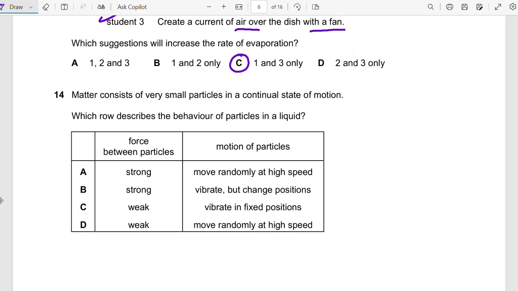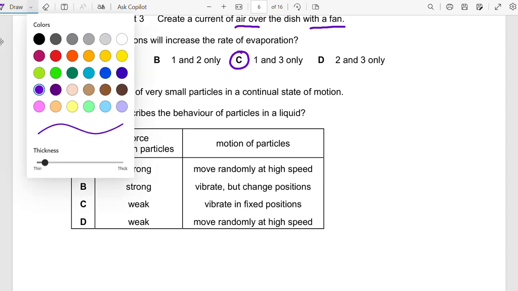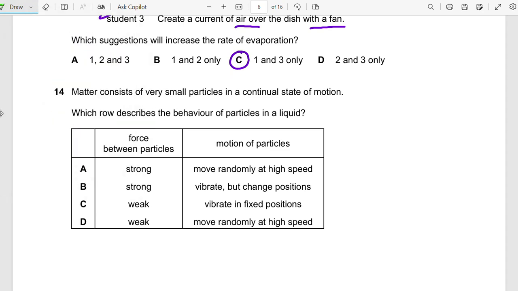Okay, now question 14, it says matter consists of very small particles in a continual state of motion. Which row describes the behavior of particles in a liquid? So first of all, here we have force between particles, and here motion of particles. Of course, in a liquid the forces between the particles are strong. In solids they are very strong, in gases they are weak. So options C and D are wrong since they are asking about the liquid.